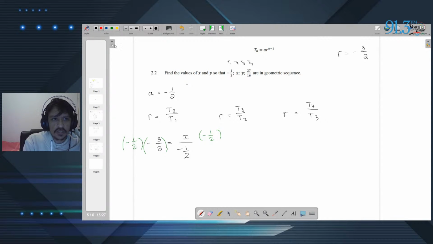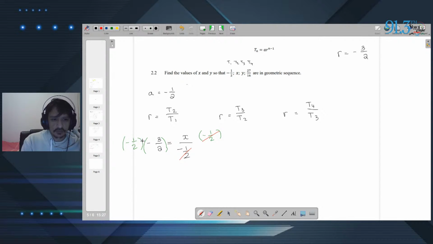Okay, what essentially happens here is, well, the halves just cancel. X will be by itself, and now we have to multiply this out. Remember, we have to multiply by negative a half by both sides. Otherwise, we're going to end up changing the value of the equation, which is not what we want. We want the value to remain the same.